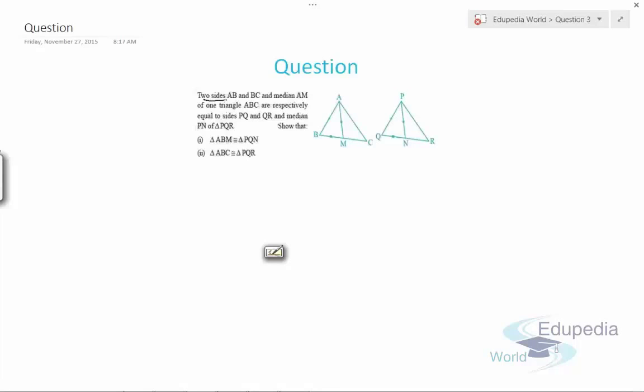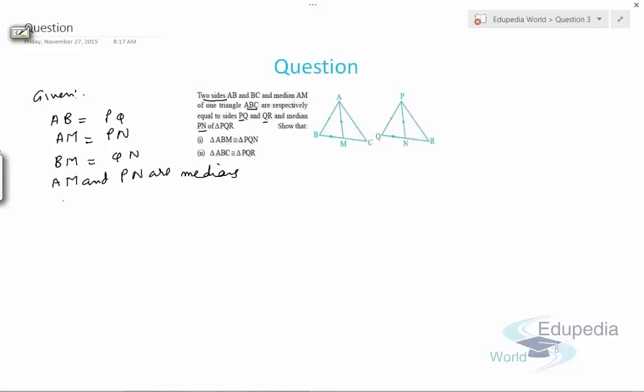Now the question says two sides AB and BC and median AM of triangle ABC are respectively equal to the sides PQ and QR and median PN of triangle PQR. So we need to prove these parts. Let's see how we can do this. It's given that first of all AB equals PQ, AM equals PN, and BM equals QN, and AM and PN are medians, right? So let's see how we can prove this. The first part is to prove triangle ABM is congruent to triangle PQN.